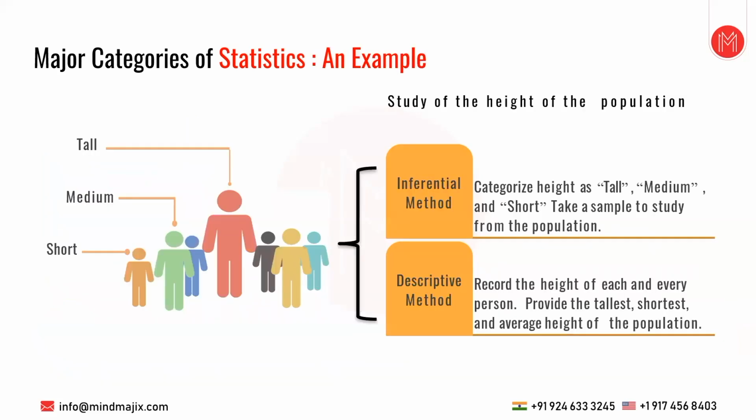Continue with the major category of statistics. We have to study the height of the population. Here again we have to describe more about the inferential method and the descriptive method. At the end of this session we can also discuss more about these two methods, but currently we are not going into the depth of these methods. We are just taking an overview of the inferential method and the descriptive method.